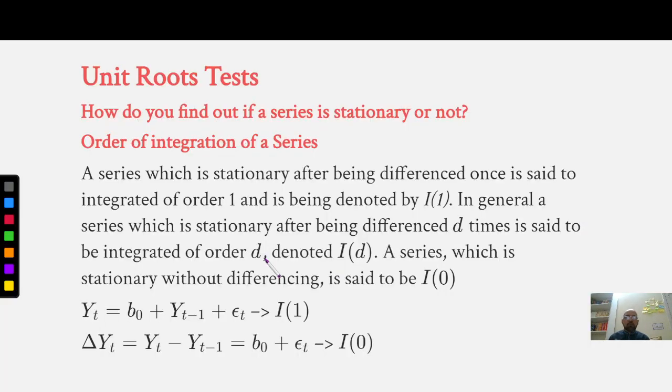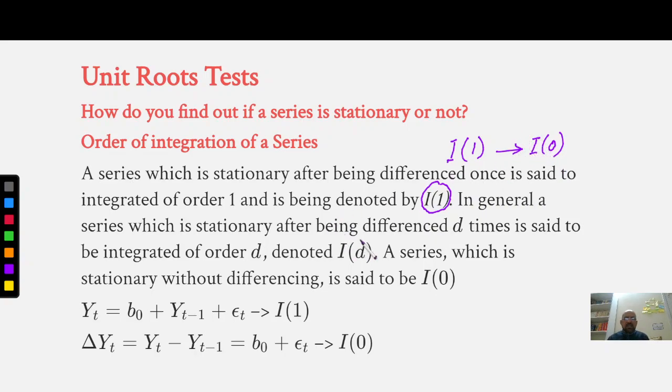We see why we call a series stationary or non-stationary. What is I(1), what is I(0), what is I(d)? If a series is differenced once and it becomes stationary, we call the original series integrated of order 1. Integrated of order 1 means a series is non-stationary, and after taking its first difference, it becomes stationary, which we call integrated of order 0.